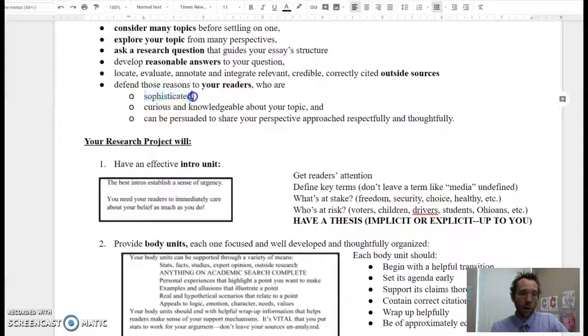They're sophisticated, or in my case, sophisticated. I'm definitely curious, and I want to be knowledgeable about your topic, and I promise I will be by the time I read it. And I can be persuaded.